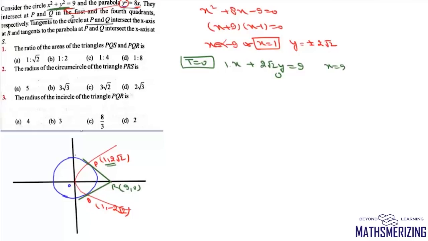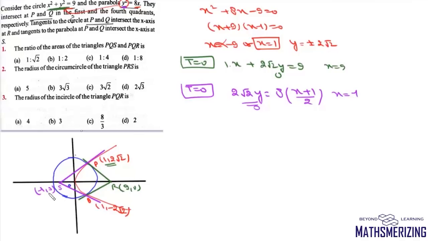Now it also says tangents are drawn to this parabola also, and they intersect at the point S. Again, these points P and Q lie on this parabola, so again the equation of tangent is given by T equals to 0. So for y square, we'll write 2 root 2 y, and then this is 8 into x plus 1 by 2. So now again, we need this point on the x-axis. I'll put y as 0, so I'll get x as minus 1. So this point S is minus 1 comma 0.